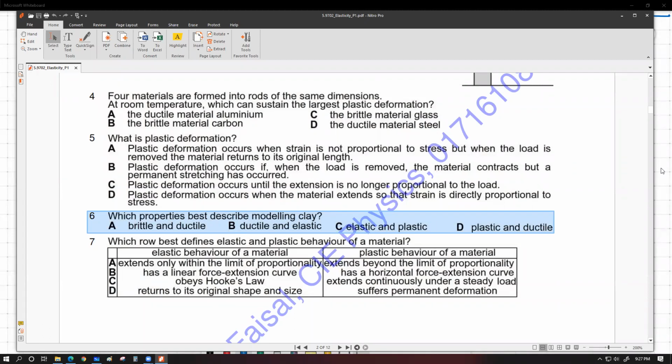Ductile because, like I said, ductility means what? A large plastic behavior before breaking. It doesn't have to be reversible. Plastic deformation means permanent deformation. So modeling clay represents the behavior of plastic and ductile behavior. So D would be my response.